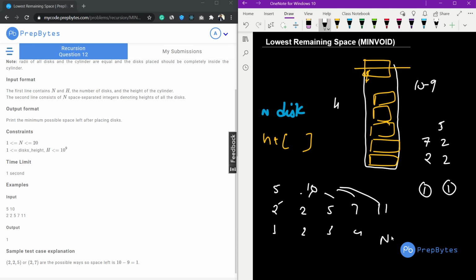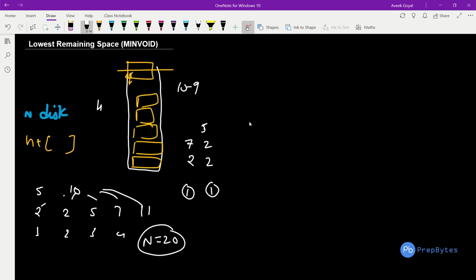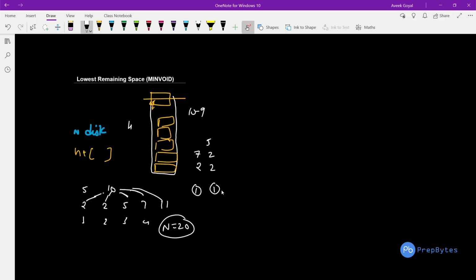So the n value is just 20. Since n is just 20, can't we simply try all the possibilities in this particular question? n is small and constrained, so we can do all the possibilities, correct? For each disk there is a choice whether we put it into our cylinder or we do not, and we need to find all the possibilities and the minimum space left among them.